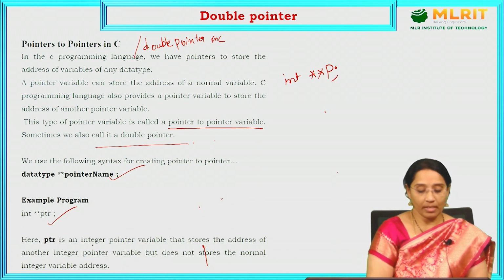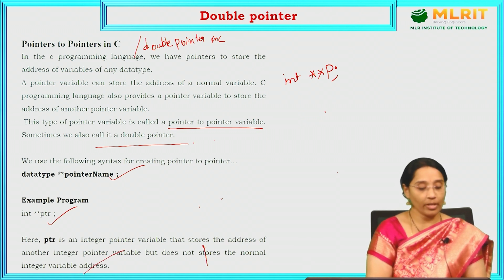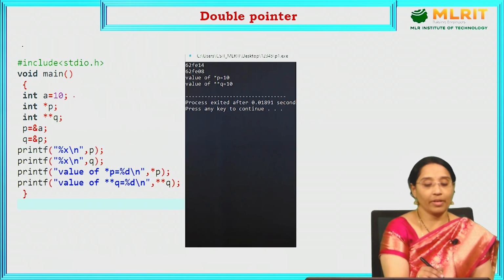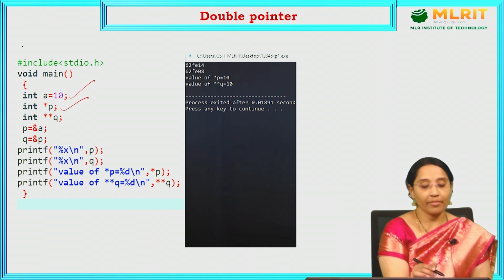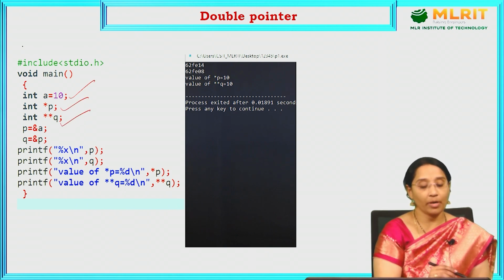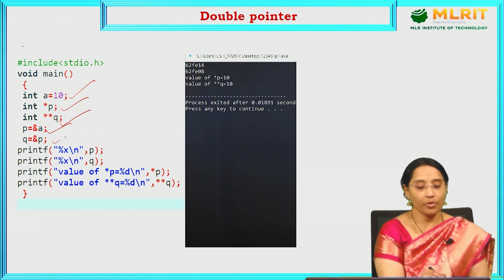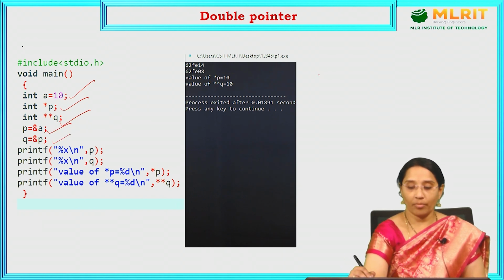Here ptr is an integer pointer that stores the address of another integer pointer variable but does not store the normal integer variable address. So, normal variable declaration, pointer variable declaration and double pointer variable declaration. So, P is equals to address of A, Q is equals to address of P.